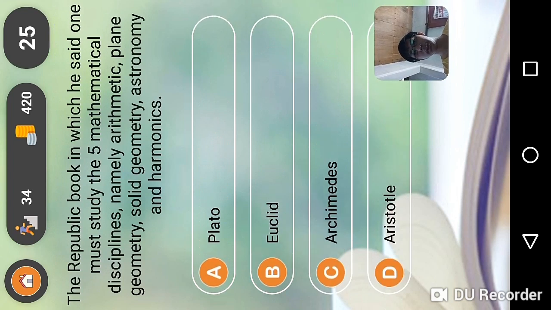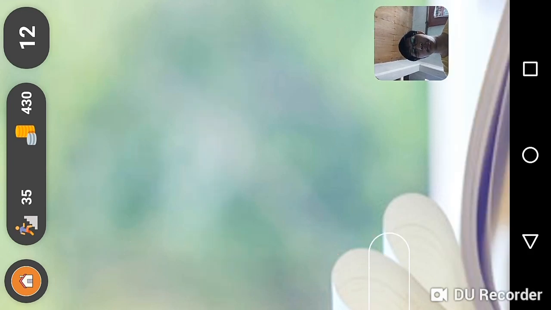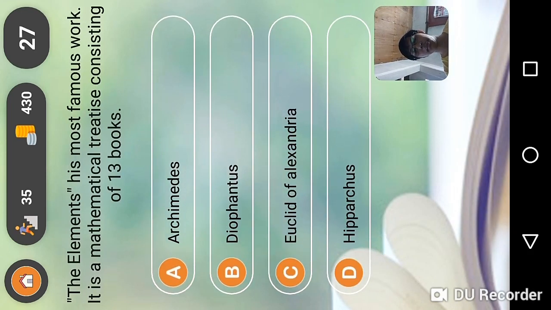The Republic book in which he said, one must study the 5 mathematical disciplines, namely arithmetic, plane geometry, solid geometry, astronomy, and harmonics. Plato. The Elements, his most famous work. It is a mathematical treatise consisting of 13 books. Elements ay kay Euclid.